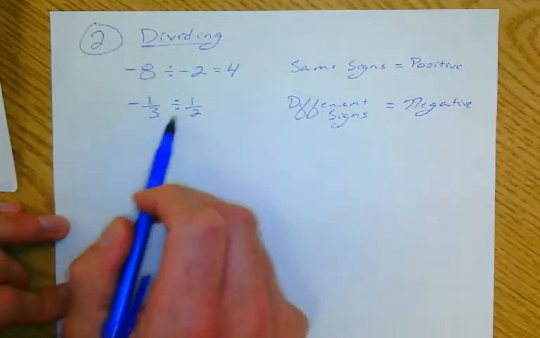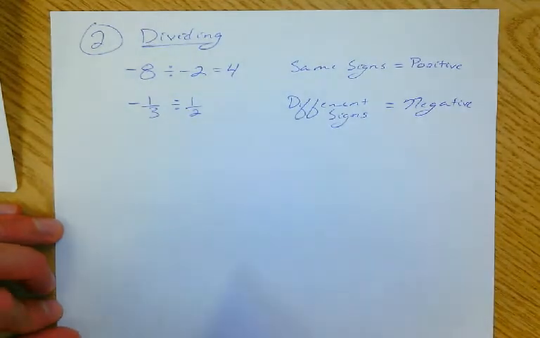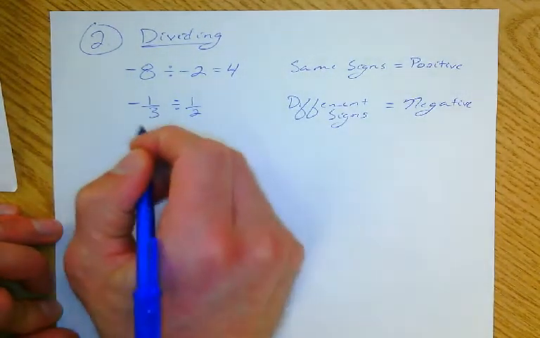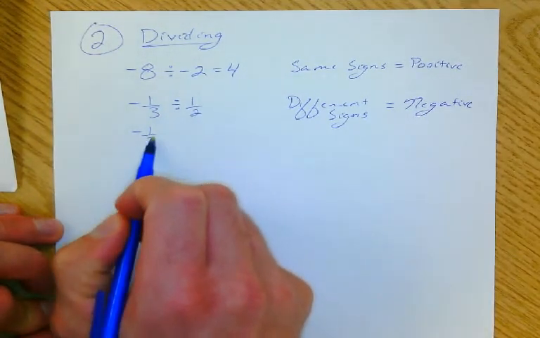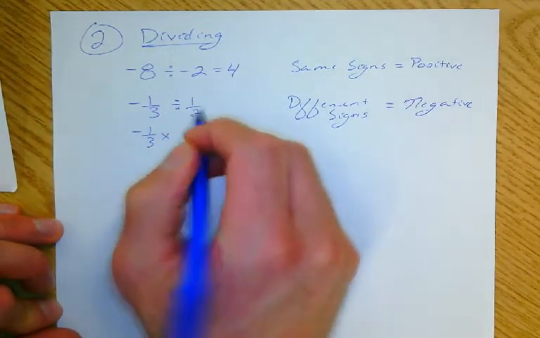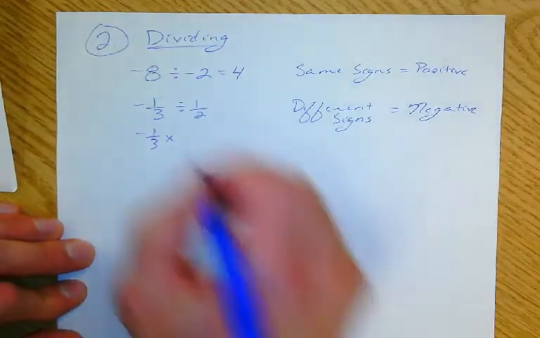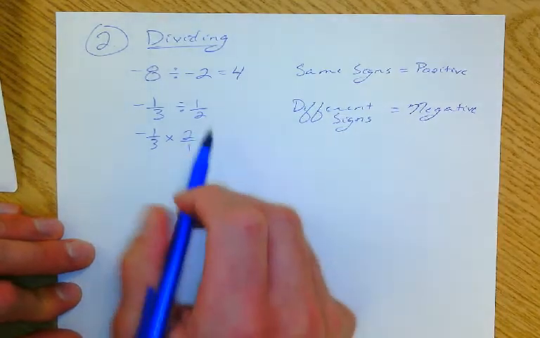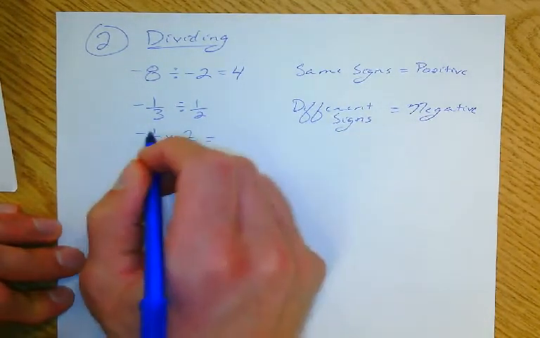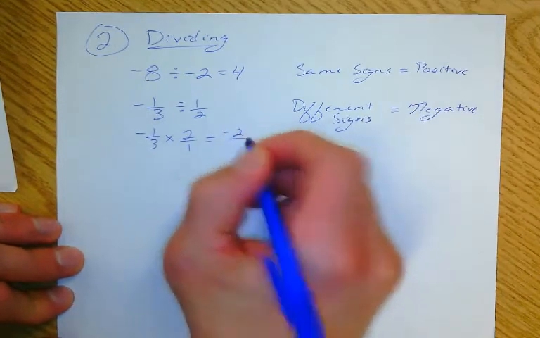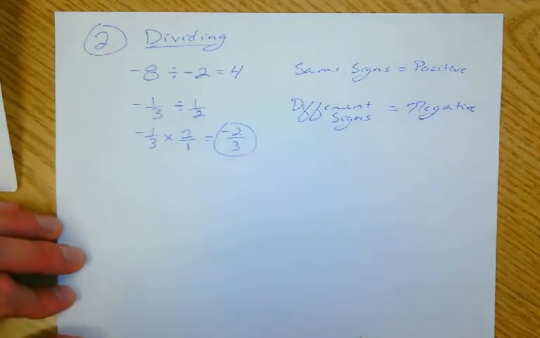I chose this one intentionally because dividing fractions is always fun because we have to change that division. So negative 1/3 divided by 1/2 is really the same as saying negative 1/3 times the reciprocal of 1/2, which is our divisor, and the reciprocal of 1/2 is 2/1. We simply flip the divisor, or that second number. Now we can multiply straight across. Negative 1 times 2 is negative 2. 3 times 1 is 3, so our quotient is negative 2/3.